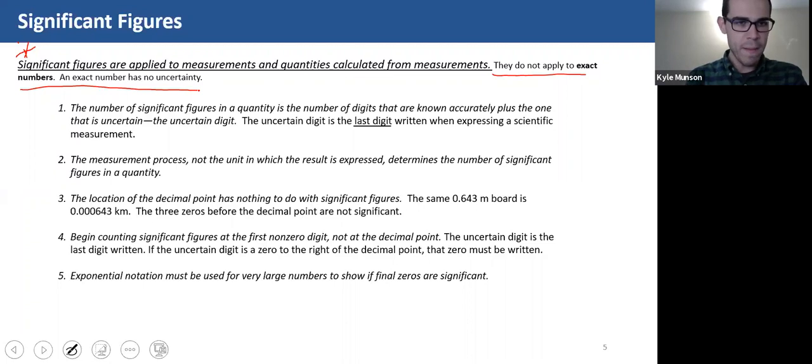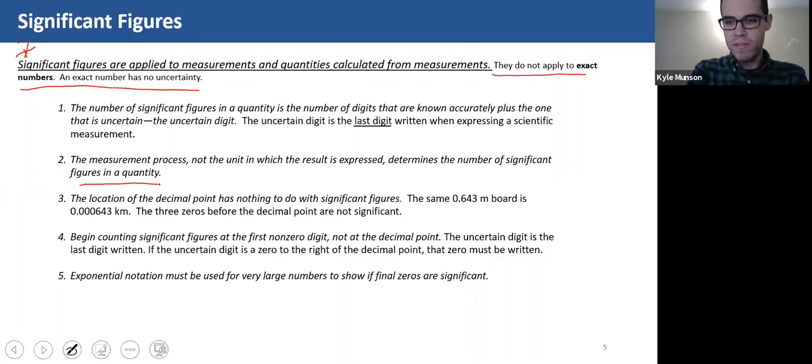We talked about that. The measurement process, not the unit in which the result is expressed, determines the number of significant figures in a quantity. So the instrument we used in the last example, the meter stick, determines the uncertainty. The location of the decimal point, this is something important, has nothing to do with significant figures.